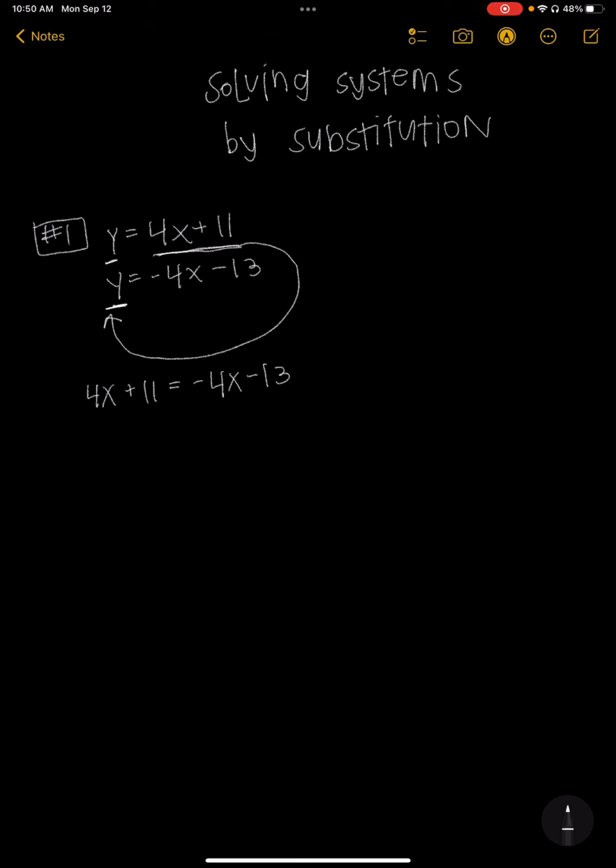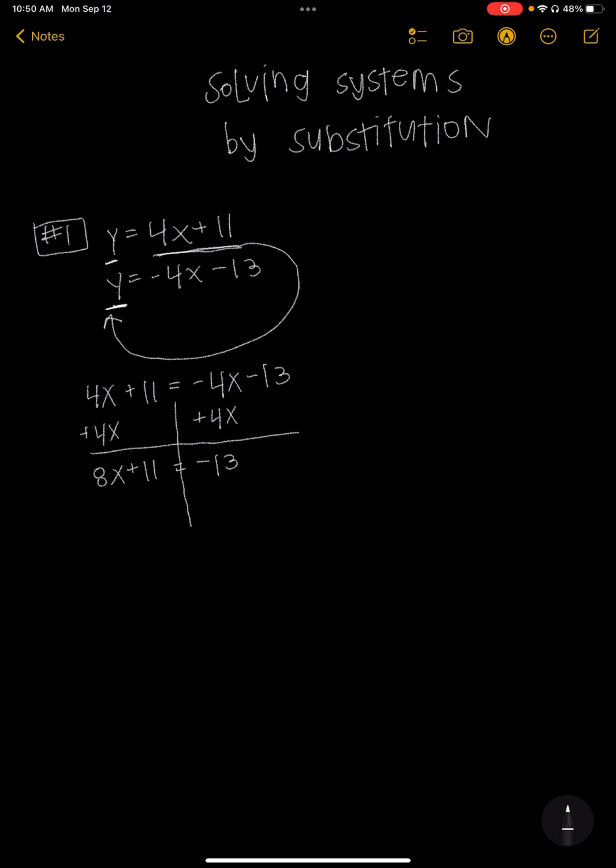And now you notice we only have one equation, and in that one equation we only have one variable, which makes our life way easier because now we can solve this equation for x. So let's go through and solve it for x. I'm going to first get the x's on the same side by adding 4x to both sides. And I have 8x plus 11 equals, the x's cancel out on this side, so negative 13.